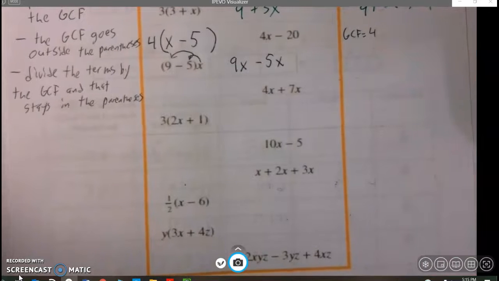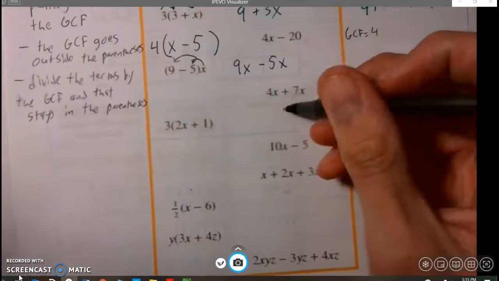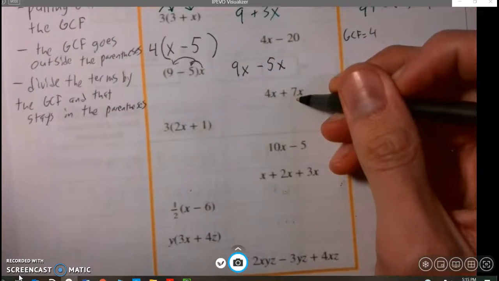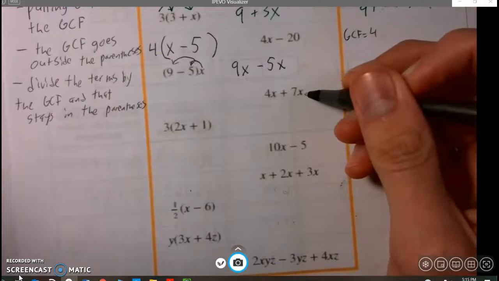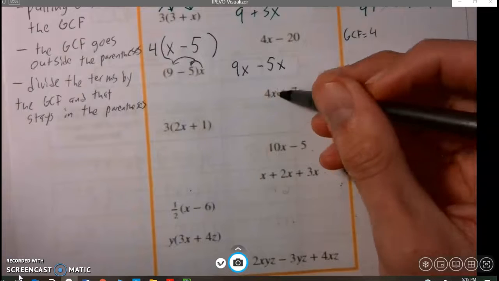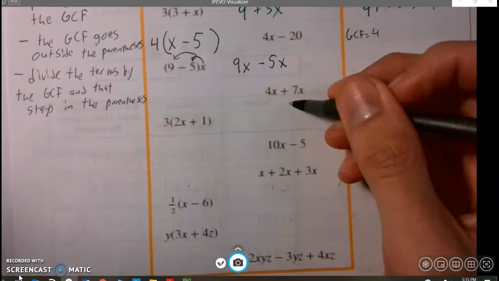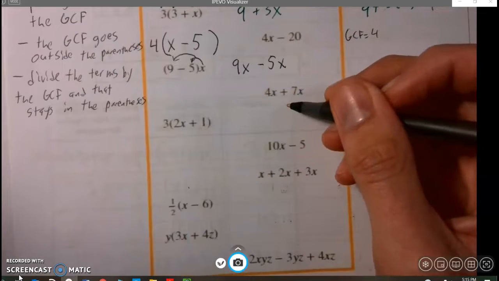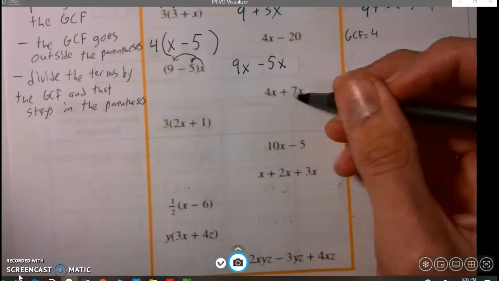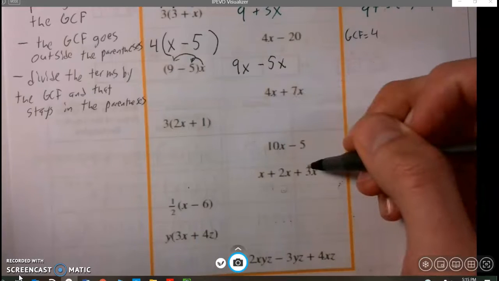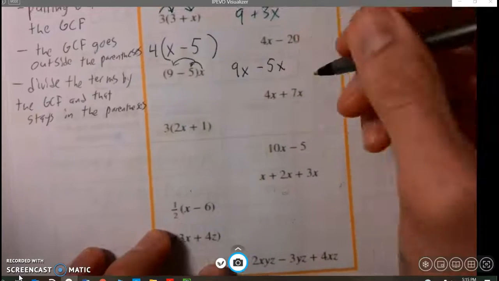What's the biggest number that both 4 and 7 can be divided by? Well, 7's actually a prime number, so 7 can only be divided by 1 and 7, and 4 is not divisible by 7. So as far as our coefficients are concerned, the numbers out in front, there is no GCF. However, they both share a variable. They both have an x, so x is a factor of both of them.